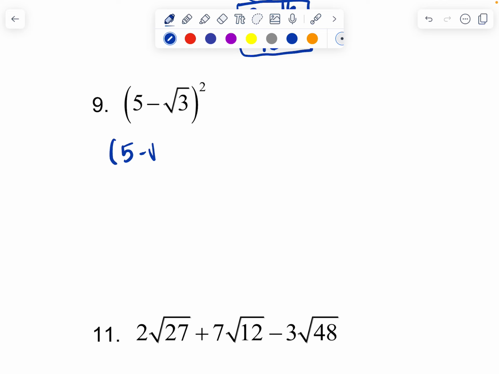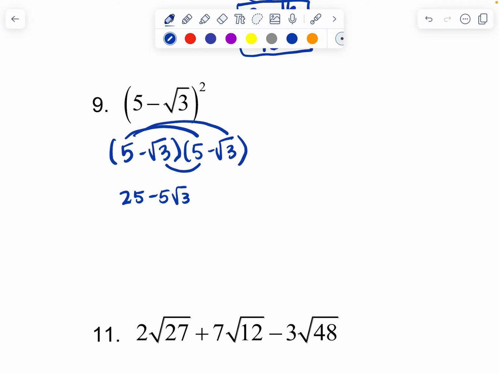So this is 5 minus radical 3 times 5 minus radical 3. Now, I would love if you could do this in your head, but if you can't, don't worry about it. Just work it out. 5 times 5 is 25. 5 times negative radical 3 is negative 5 radical 3. 5 times negative radical 3 is another negative 5 radical 3.